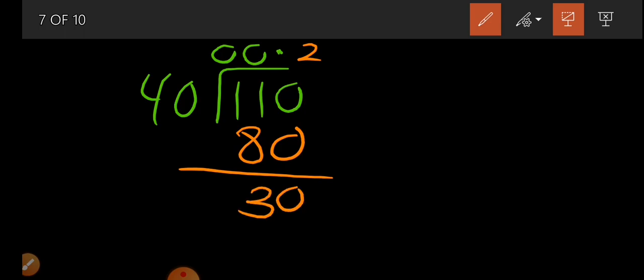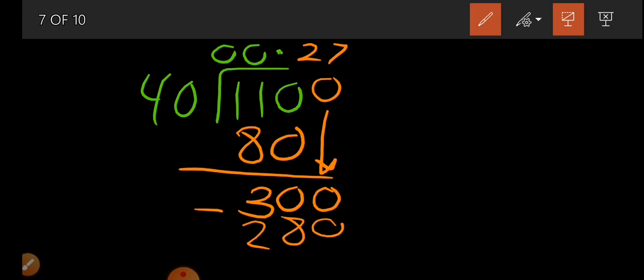Then, did I finish? No, not yet. I have to add another 0, put it down. Now, 300 divided by 40. Cover 0, cover 0. 30 divided by 4 is 7. 7 multiplied by 0 is 0. 7 multiplied by 4 is 28. Subtract, you will get 20. Right here, put another 0.